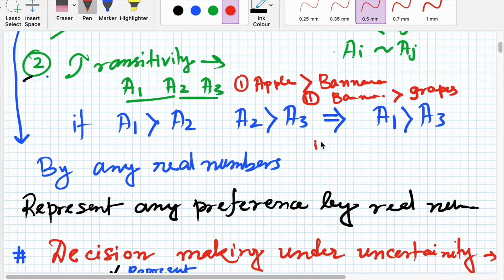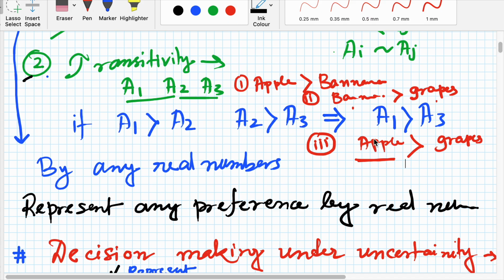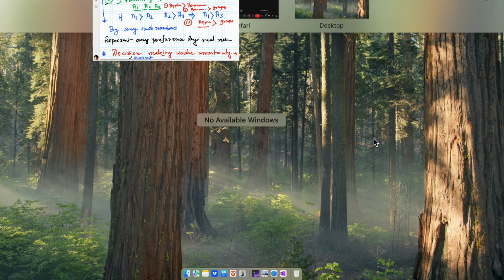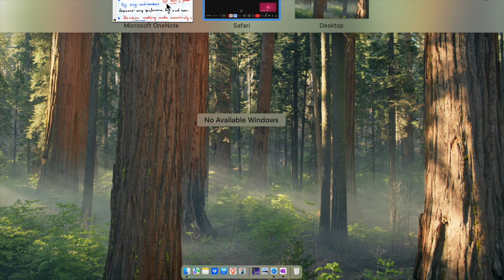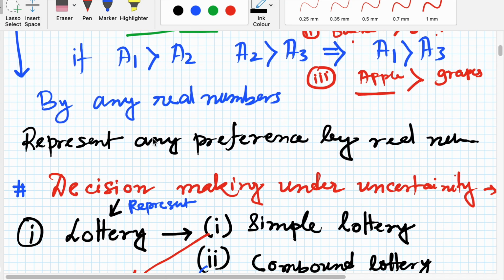Now if I present apple and grapes, and transitivity holds, then since apple is preferred over banana and banana is preferred over grapes, apple should be preferred over grapes. If these three relations hold together, then we say that the preferences among apple, banana and grapes are transitive in nature. So this is the thing.